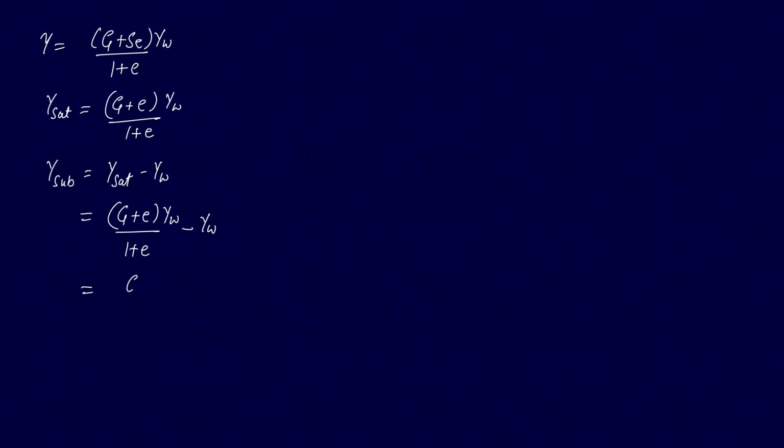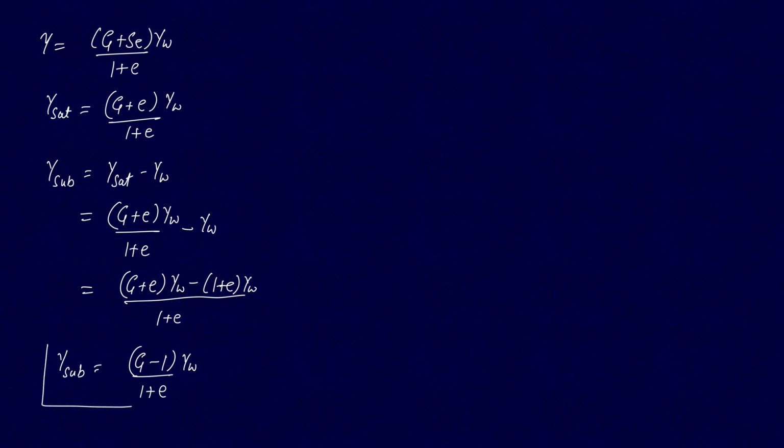Take the LCM. So this will be equals to G plus E into gamma W minus 1 plus E into gamma W divided by 1 plus E. So now here you will see that E and E will be cancelled out and minus 1 will be present here into gamma W upon 1 plus E. So this is the formula for gamma submerged.